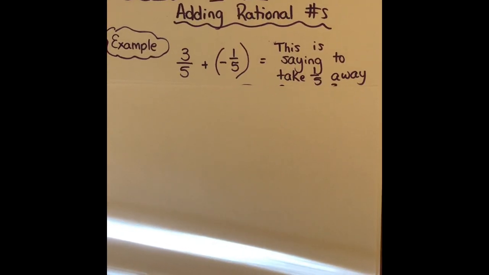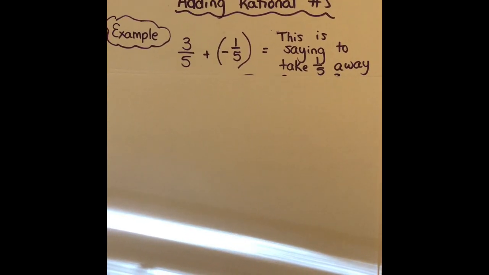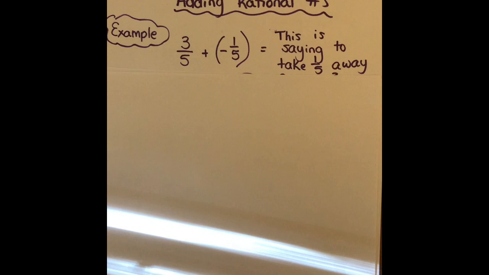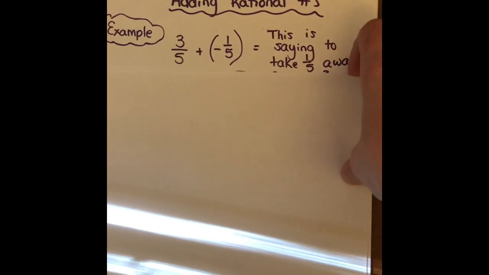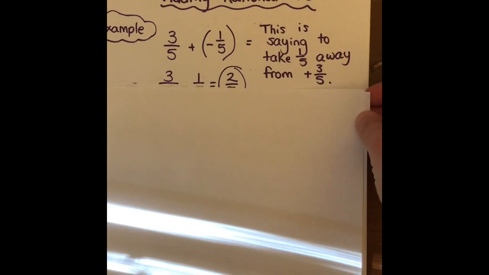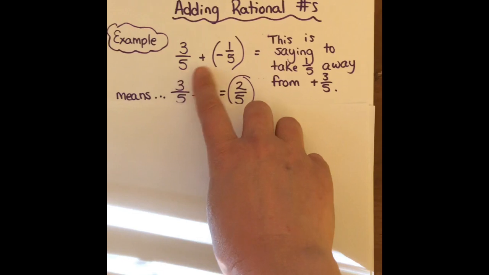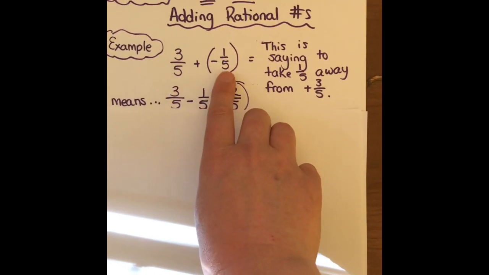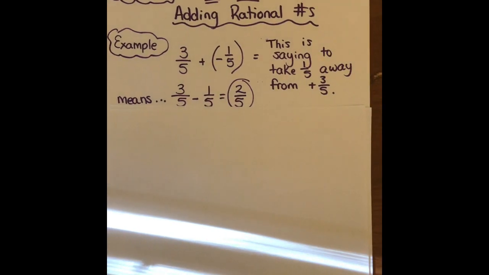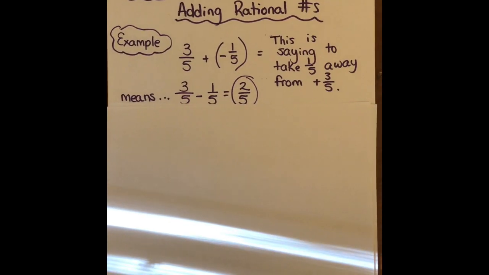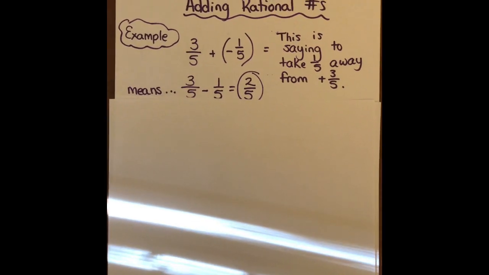So adding rational numbers. Here's an example. You're going to have 3/5 plus a negative 1/5. This is saying that you're taking away 1/5 from 3/5. In this section, it's very important to look at which number is bigger, the positive or the negative. That's going to tell you what your answer will have as a sign. Is it going to be a positive answer? Is it going to be a negative answer? So it depends on which one is larger.